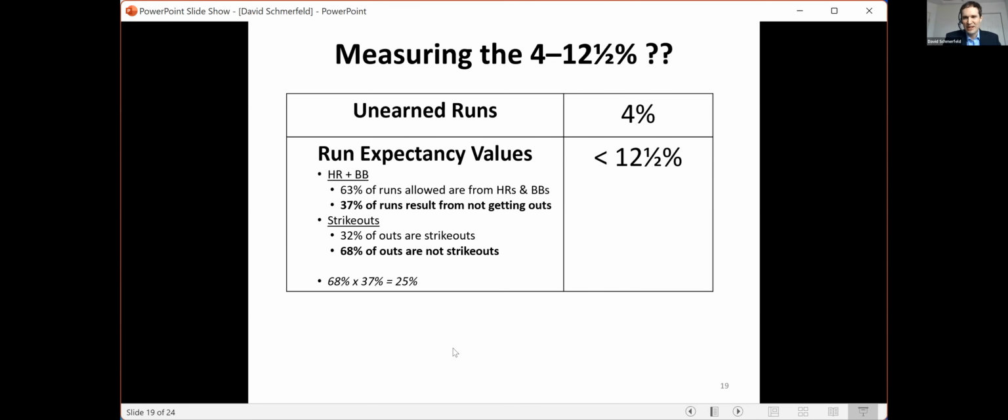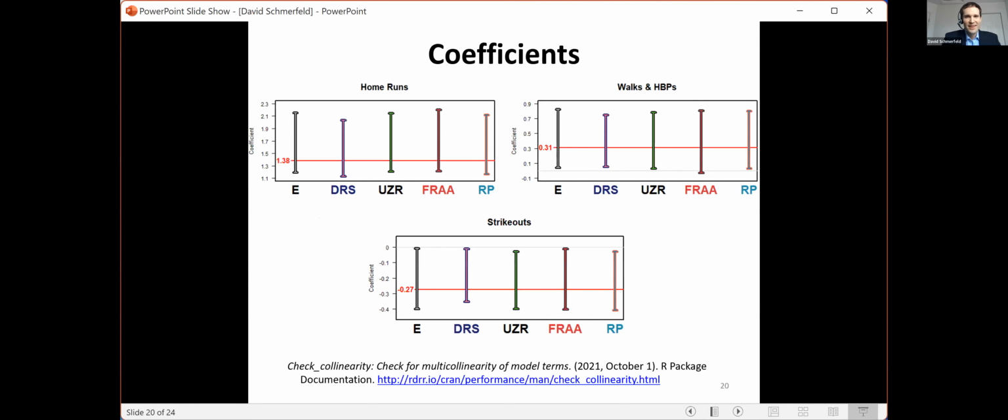We're not done yet. We still have coefficients to look at. Now, the red horizontal lines on these 3 charts, these are the true run expectancy values for each statistic. I calculated this by making the run expectancy tables over the same time frame and then calculating the run expectancy values for each of these statistics. And then the intervals are coefficients from the models that I converted to run values. So these are 95% confidence intervals. There are 2 things that jump out. First, all of the intervals encompass the red line, which is good.